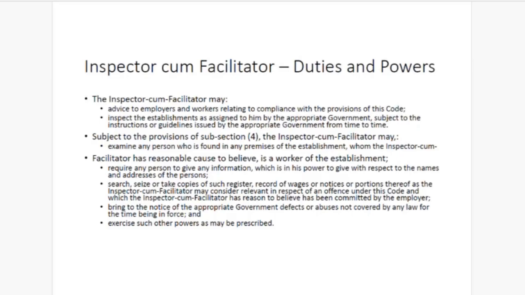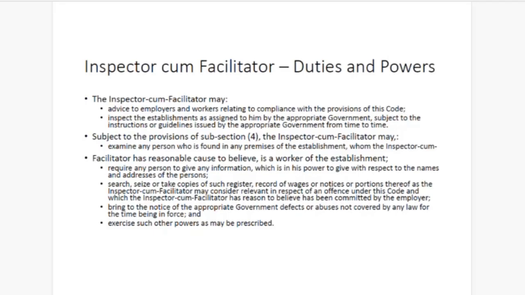So if he has doubts about a particular establishment, he has the right to examine the premises. He has the right to question people and ask for information. He has the right to seize and take copies of registers, records of wages, notices, and other relevant documents. So he has a right to seize the documents which are pertaining to the Code of Wages, which are pertaining to the wages of workers.